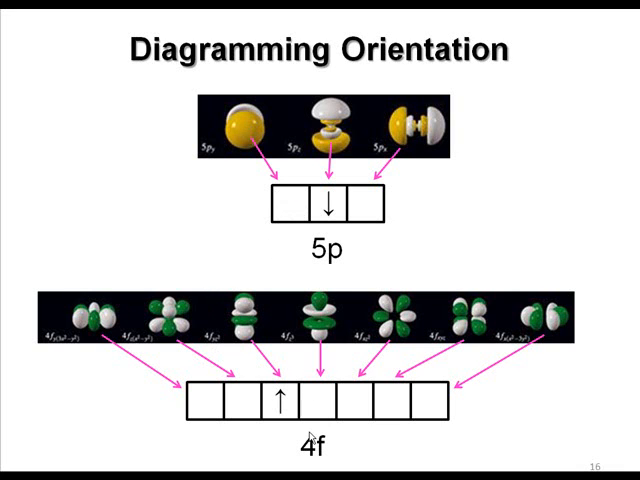Now, in the F, there's 1, 2, 3, 4, 5, 6. There are 7 different possible electron orbitals. So we have 1, 2, 3, 4, 5, 6, 7 boxes for the F orbital. And we will fill the electrons in that shell in that manner.